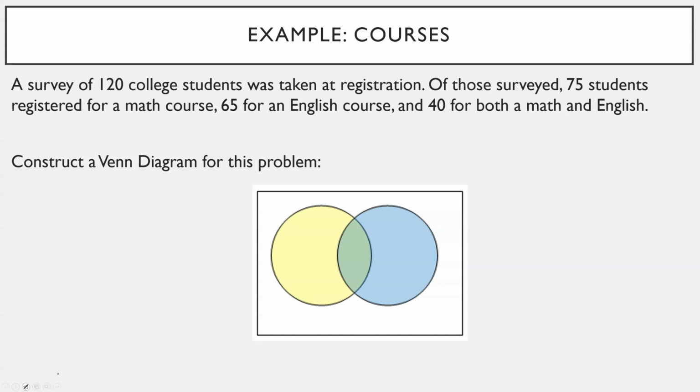The first thing you ask yourself is, what are the two sets or two groups I'm looking at? I'm looking at students who registered for a math course and students who registered for an English course.